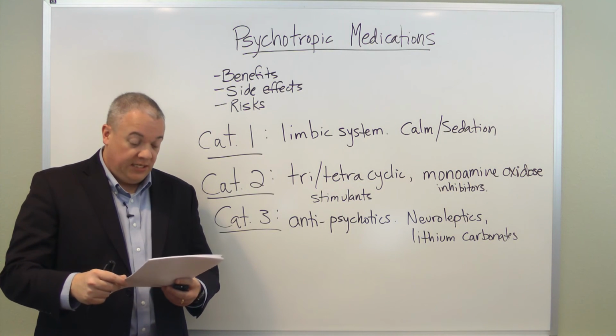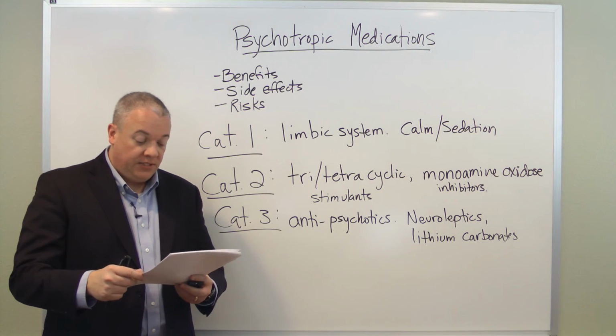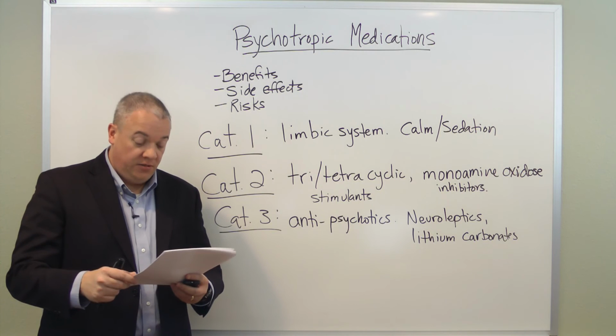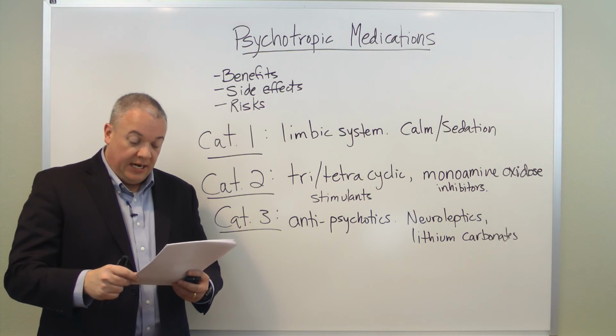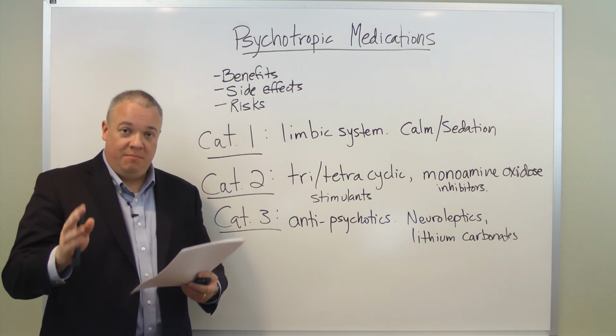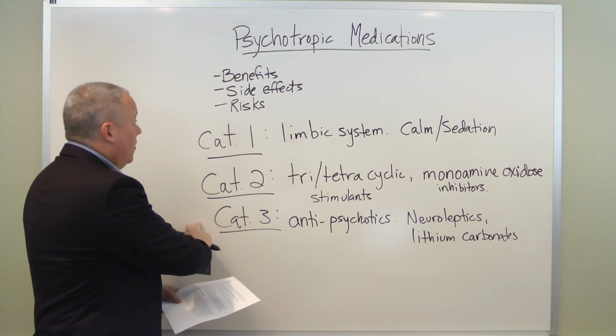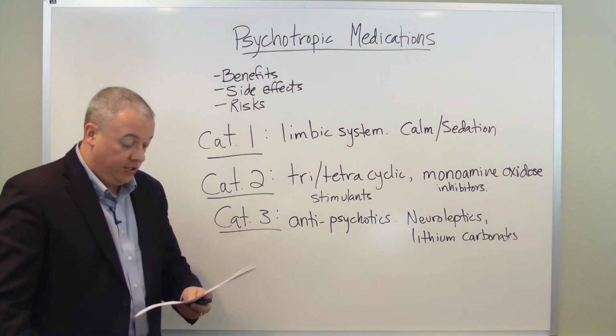The phenothiazines, the thioxanthines, the butyrophenones, the indolines and the dibenzazepines are the main families within category 3 psychotropic medications.